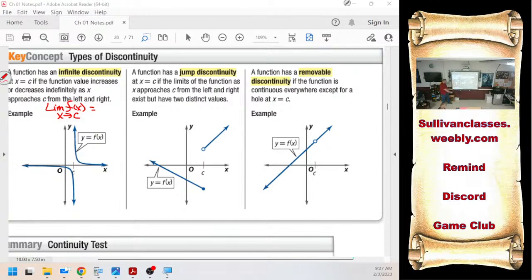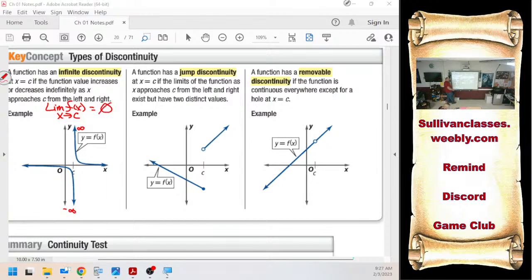All the way down to -infinity. Approach it from the right side. All the way up to +infinity. That right there should tell you that it's infinitely discontinuous, because as I approach this value, my graph is headed off to infinity.